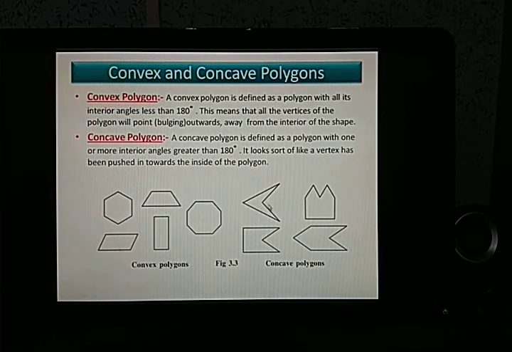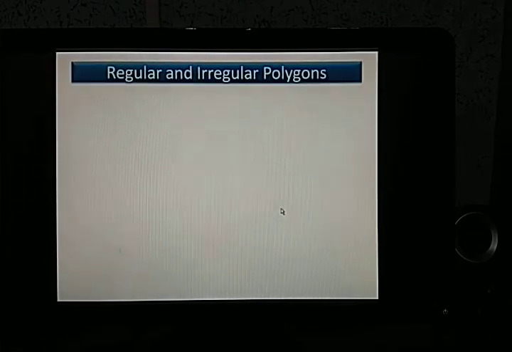And in this case, what happens is that the interior angle which is more than 180 degree, it has been pushed inwards. It looks like it has been pushed inwards, the polygon. It is going inside, pushed inwards. Other angles are okay, but one of the interior angles will be more than or greater than 180 degree. That means one of the interior angles will be a reflex angle. Clear? Now next, regular and irregular polygons.